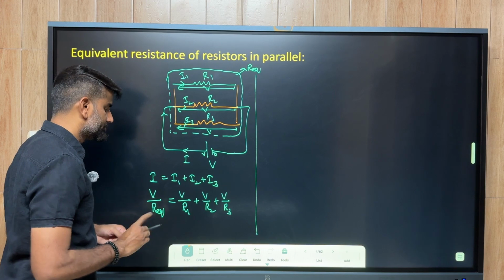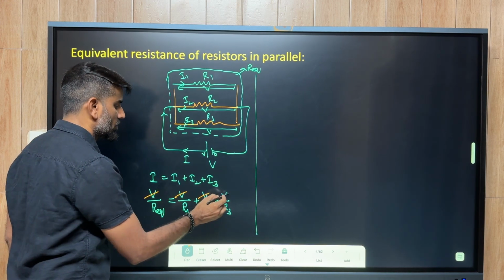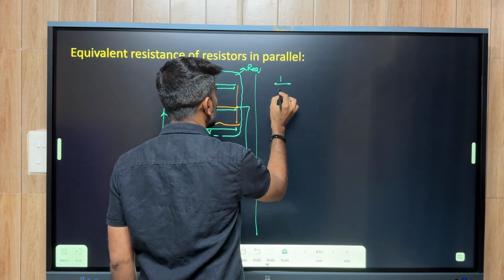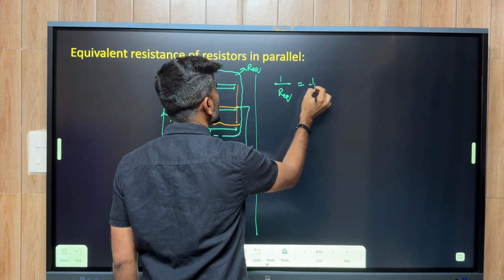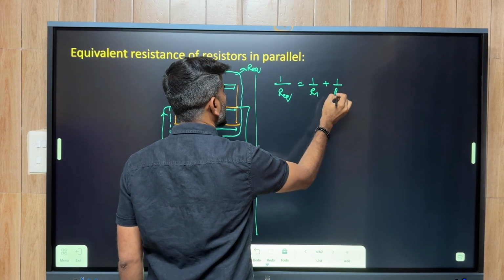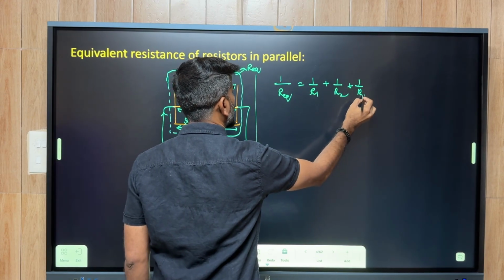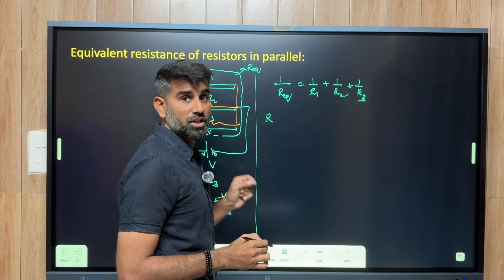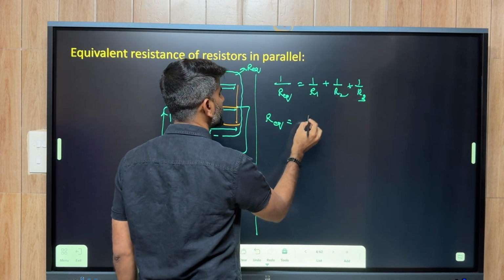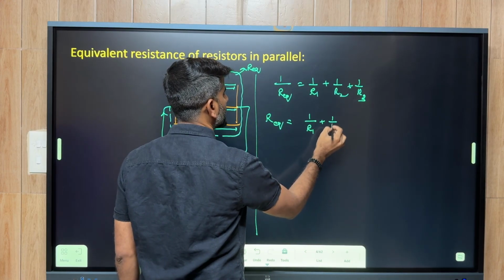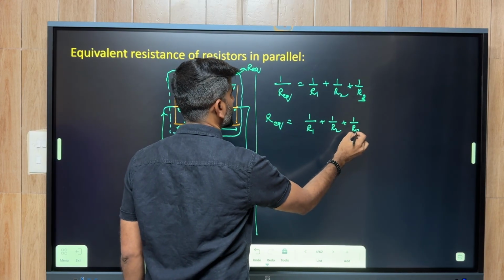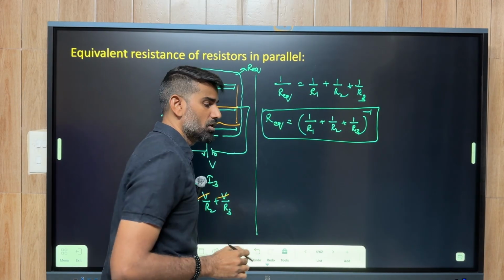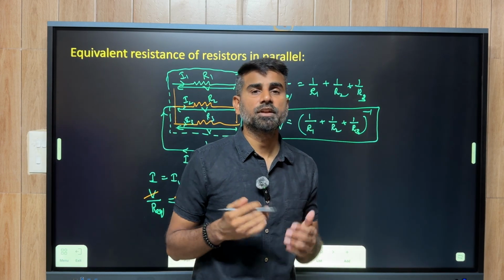If I take this V common, this V will get cancelled out, and I get the final result: 1 by R equivalent is equal to 1 by R1 plus 1 by R2 plus 1 by R3. As I need the formula for the equivalent resistance, R equivalent is equal to (1 by R1 plus 1 by R2 plus 1 by R3) whole inverse. This is the required formula for the equivalent resistance when resistors are connected in parallel.